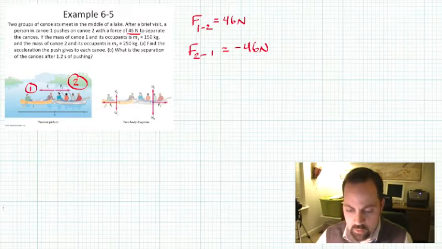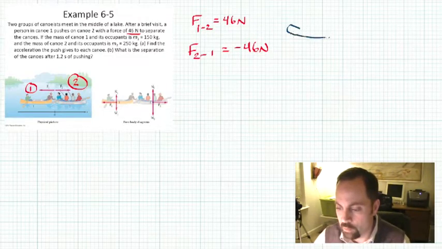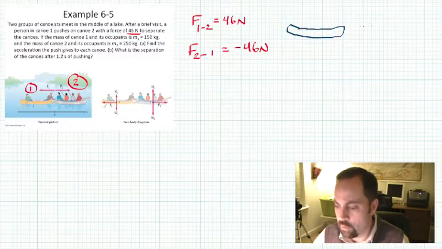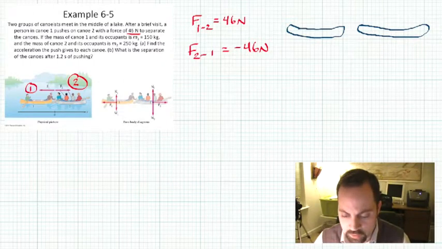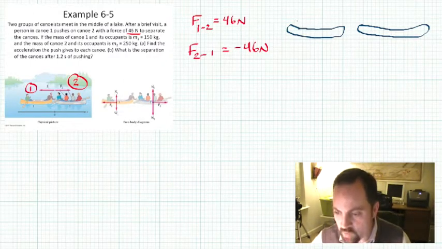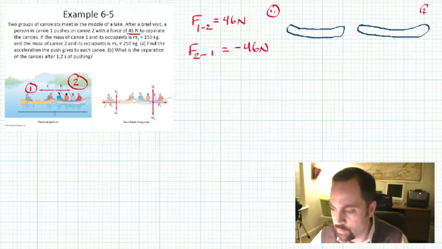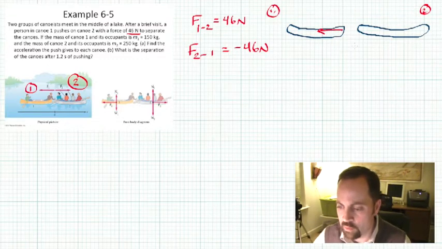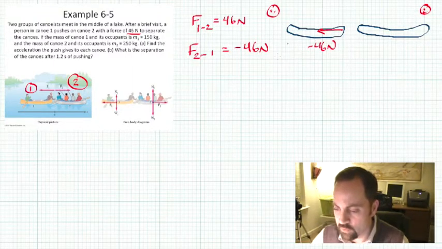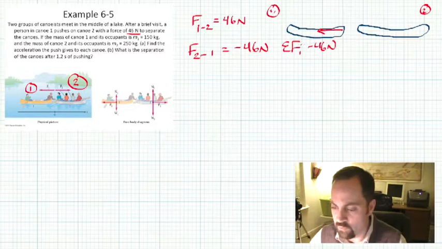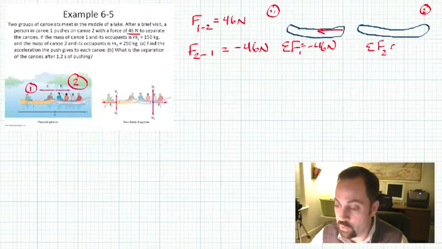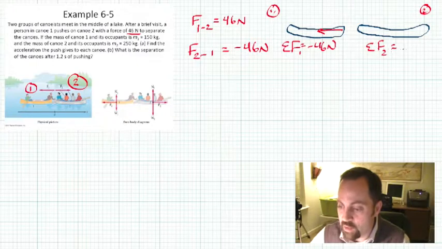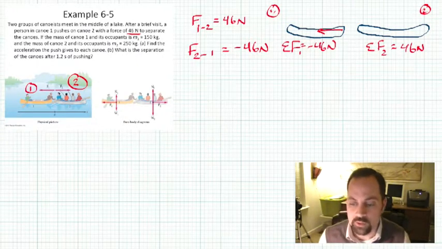So these two canoes right here, I'm just drawing. That's a canoe, and that's a canoe. They look like hot dogs, I realize. So this is one, and this is two, right here. That means the net force on canoe one is going to be negative 46 newtons. The net force on canoe two is going to be 46 newtons.